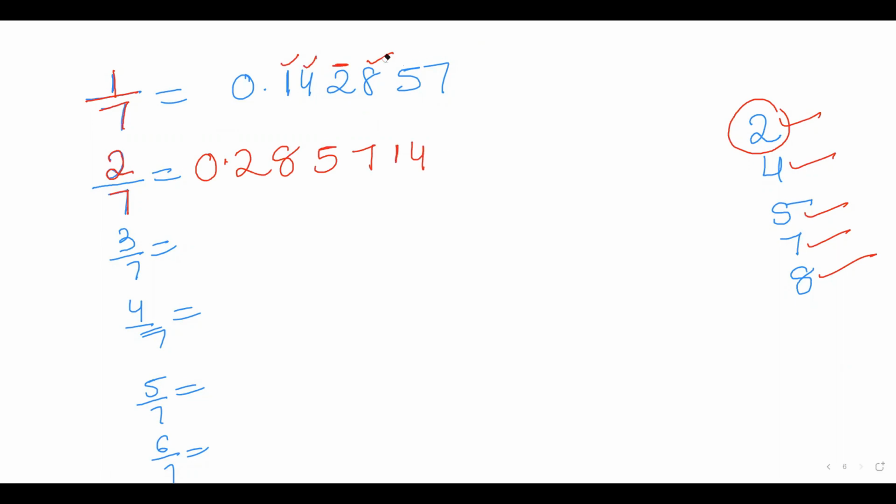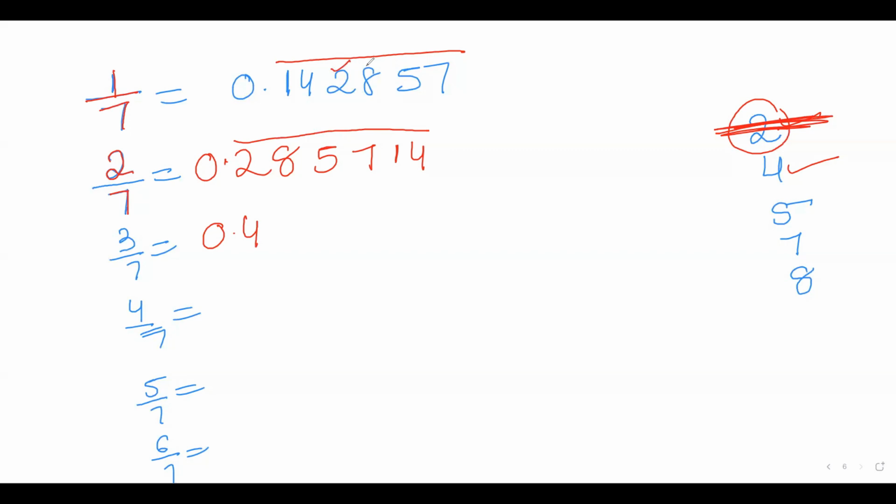So this is your 2/7. Now to get 3/7, 2 is done. What is the next bigger number? After 2, the next bigger number is 4, so it will start with 4, 0.4. After 4, maintain the serial order of whatever numbers come: 4, then 2, 8, 5, 7, and also write these two numbers, 1 4. Don't forget the bar. This is your answer.